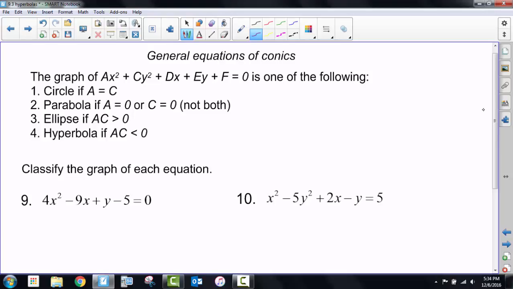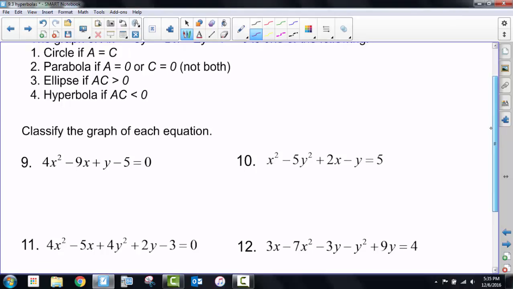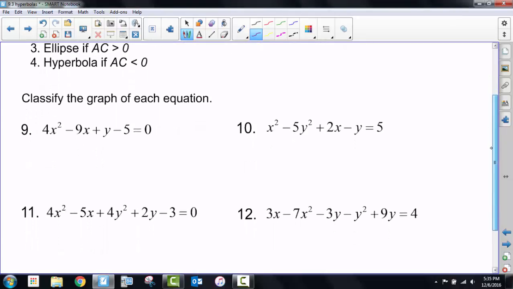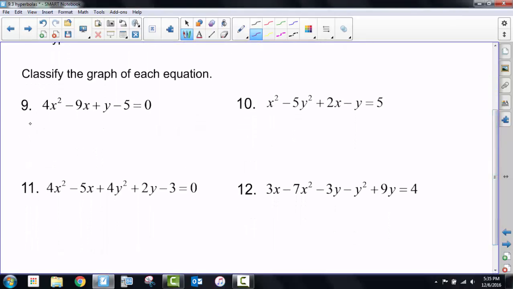And I would just look at, are the signs the same? Okay, if the signs are the same, the product is going to be positive. If they're different, it's going to be negative. And if their signs are the same, we're going to have an ellipse. So let's start just finding values for A and for C. So on number 9, we see A is 4. There isn't a y squared term, so C is 0. Boom, done, parabola. That's how fast these are.